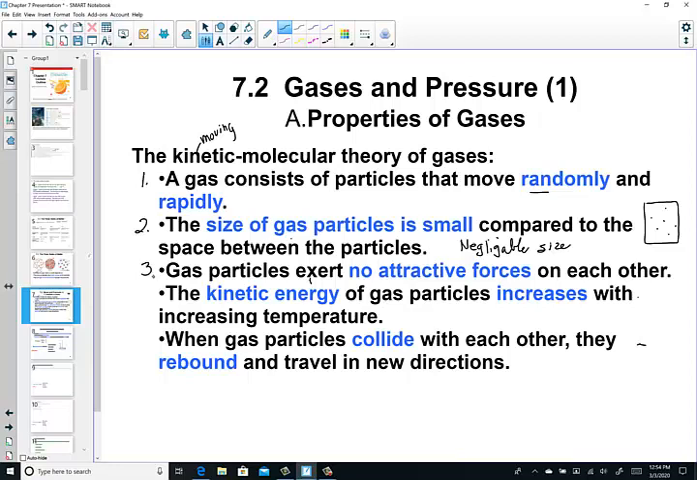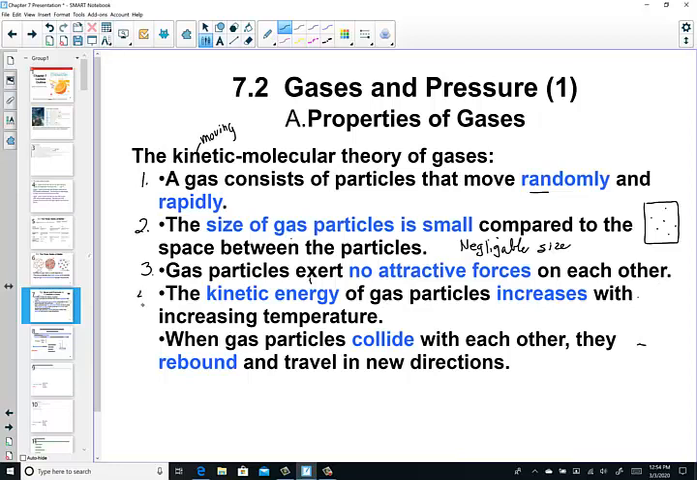The third assumption of the kinetic theory reads that gas particles exert no attractive forces on each other. No attractive forces means they don't attract or repel. They move independently in random motion.